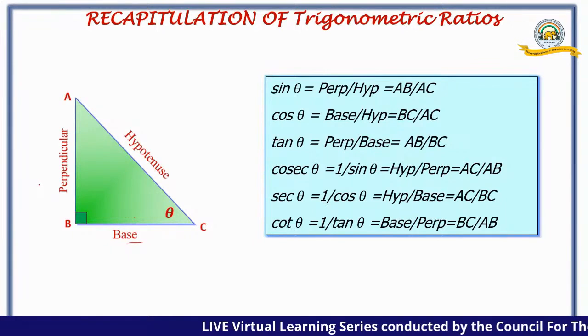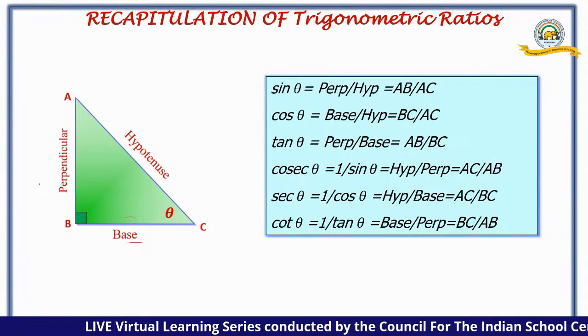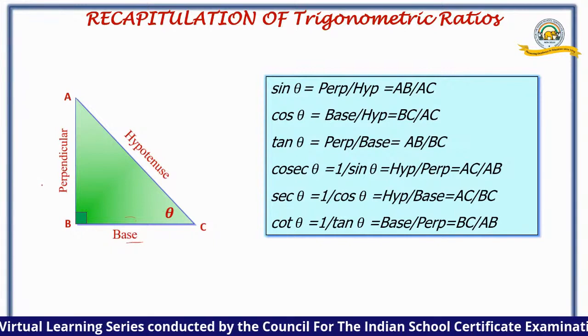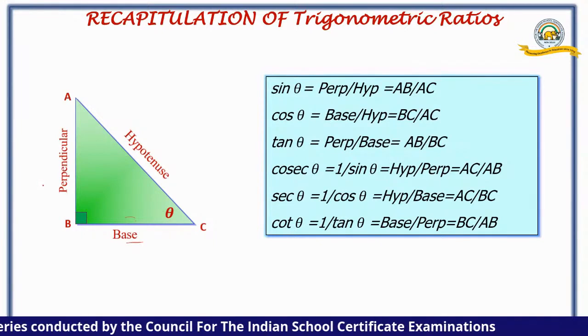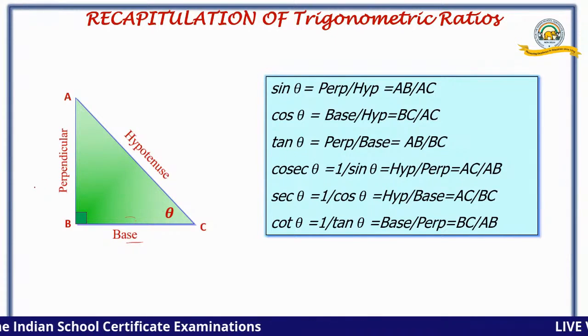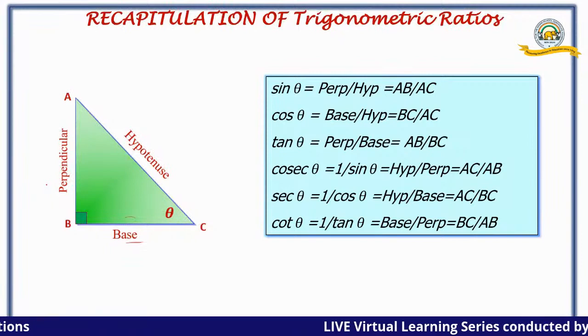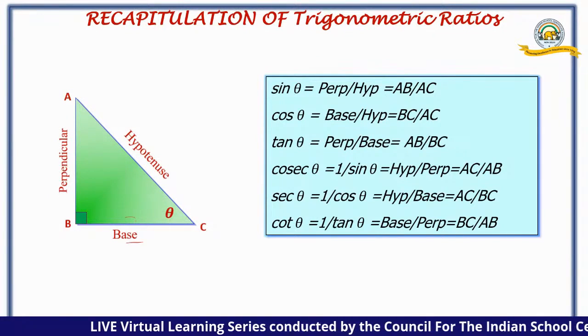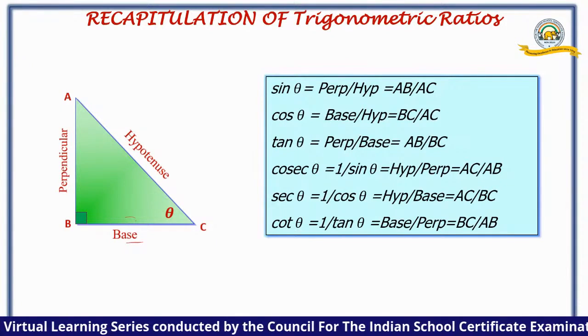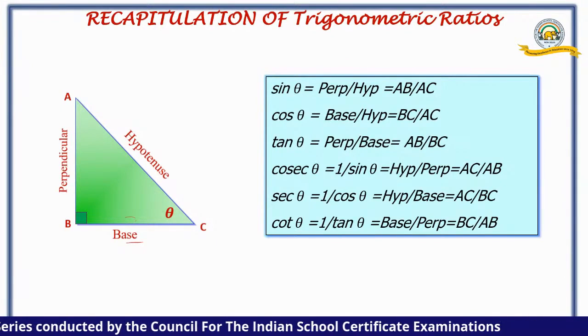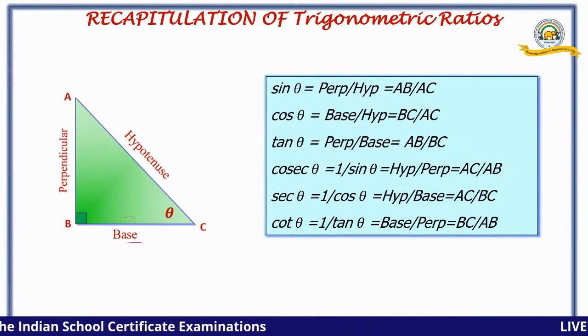And cosec theta is the reciprocal of sine. So if I know sine, I know cosec: 1 by sine theta. Sec theta is the reciprocal of cos: 1 by cos theta. And cot theta is the reciprocal of tan theta. Vice versa, tan theta is 1 by cot theta, or cot theta is 1 by tan theta. So these ratios are the key for trigonometry. So two keywords: one is right angle triangles, and then the trigonometric ratios.